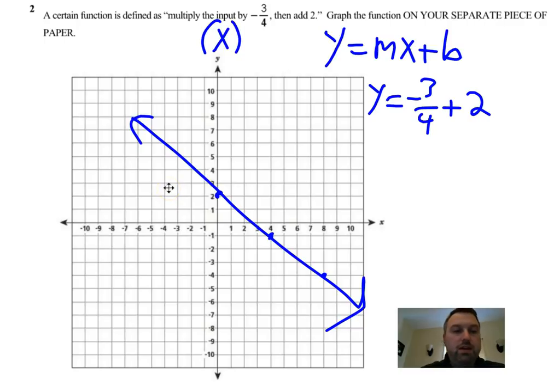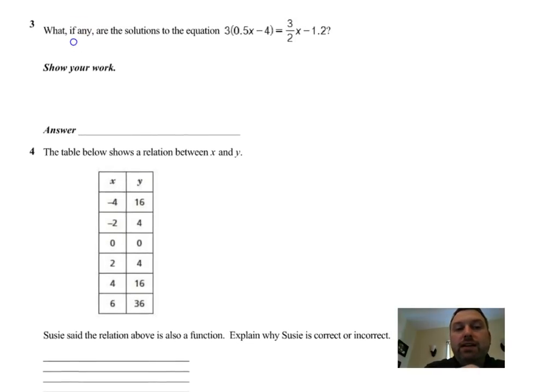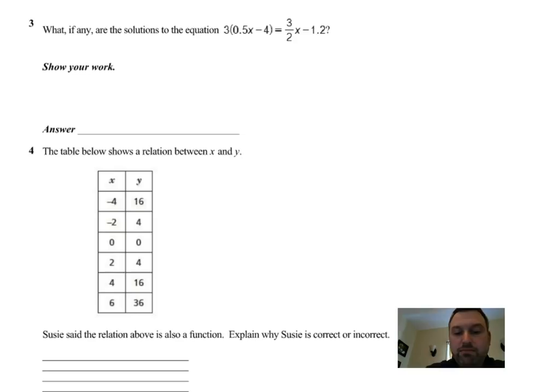There we go. Okay, next. It says, what, if any, are the solutions to the equation? If any implies that there might be a solution or there might not be. So let's figure this out. Again, when you see parentheses, you know you're going to be distributing. 3 times a half is 1 1/2. 3 times negative 4 is negative 12.